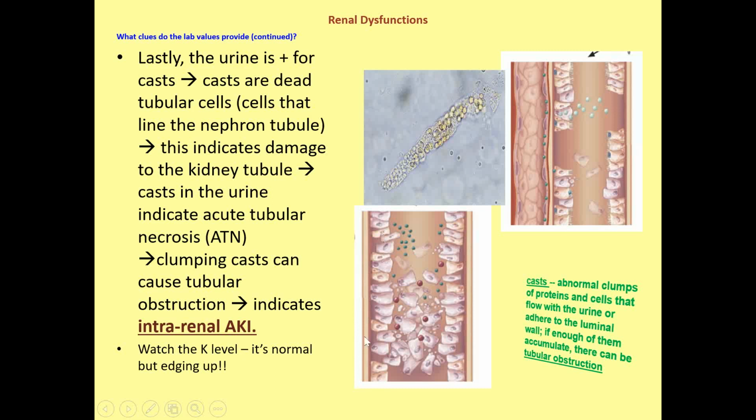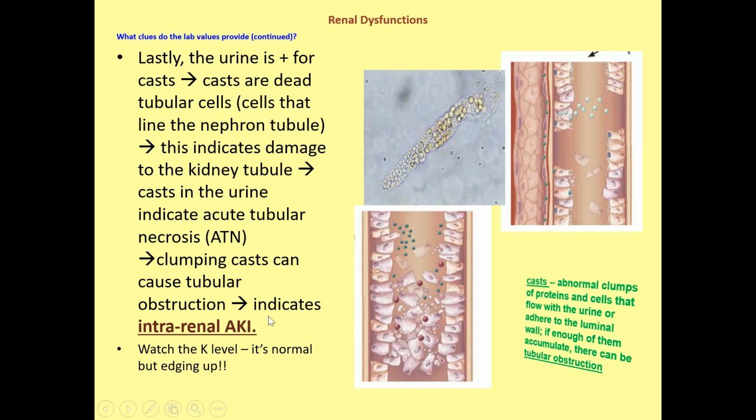So what does this mean? Well, whenever these cells slough off, it means that the cells have died, and there's an actual term for it, acute tubular necrosis. So the bottom line for you is that whenever casts are present, you know that a tubular cell has undergone necrosis, acute tubular necrosis, and that means your patient has intrarenal acute kidney injury.